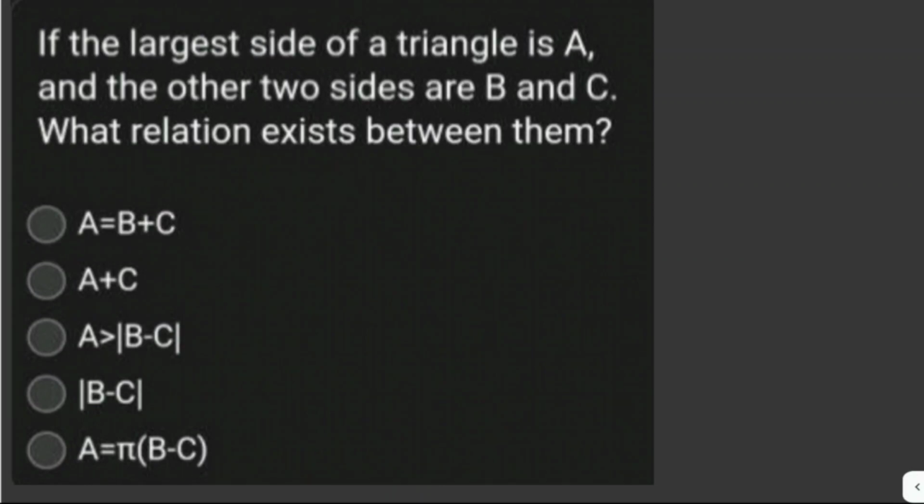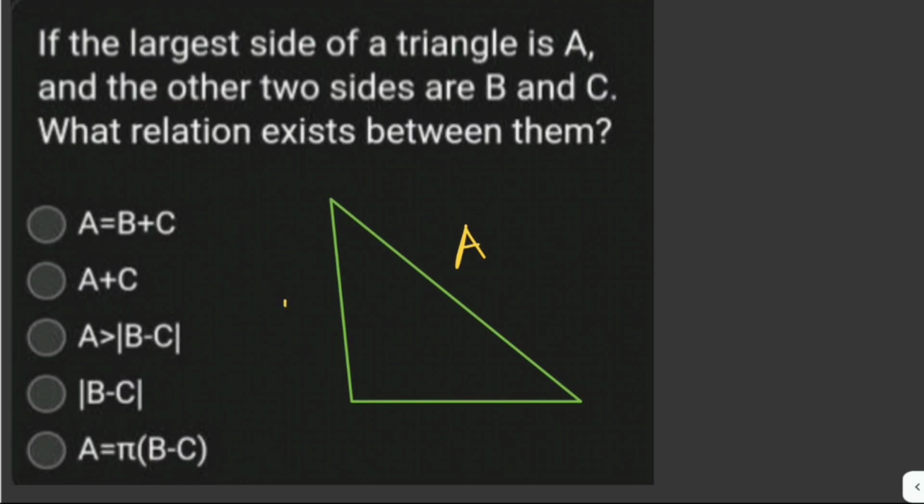If the largest side of a triangle is A and the other two sides are B and C, what relation exists between them? Let's say this is our triangle and this is the largest side, A, and the other two sides are B and C. So what relation exists between them? So the largest side of the triangle is greater than the difference of the smaller sides. It should be A greater than the difference of the two sides, B and C.